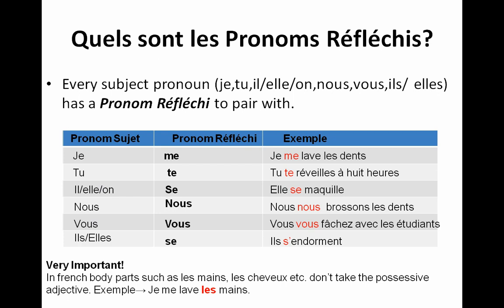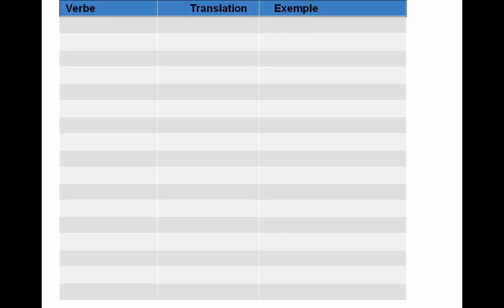Not the possessive, but the article. Very important this, okay? So here you have your pronom réfléchi. Now, there's a list of verbs that take the reflexive, right? They take the pronom réfléchi. And I'll give you a list here, a table, and all you need to do is just, as usual, practice them, and then you'll tend to remember them.